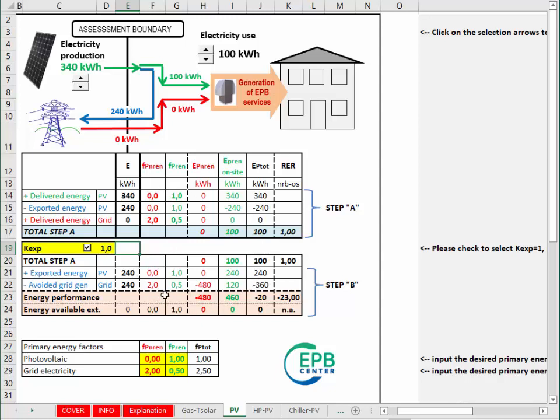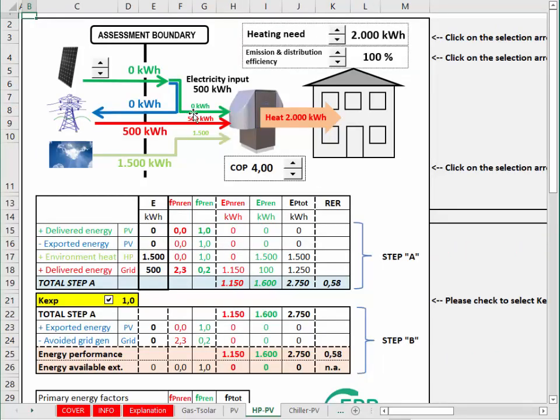Also, the negative value of the non-renewable primary energy has a physical meaning. It means that the existence of this building reduces the amount of non-renewable primary energy used by the world, because we assume that the non-renewable primary energy that would have been used has been replaced by the PV production of this building.